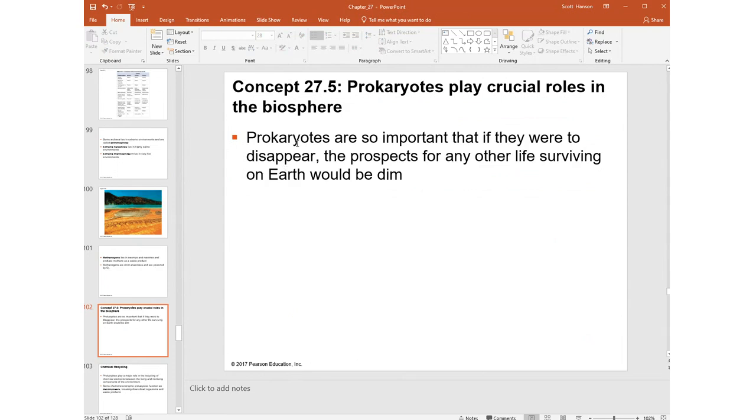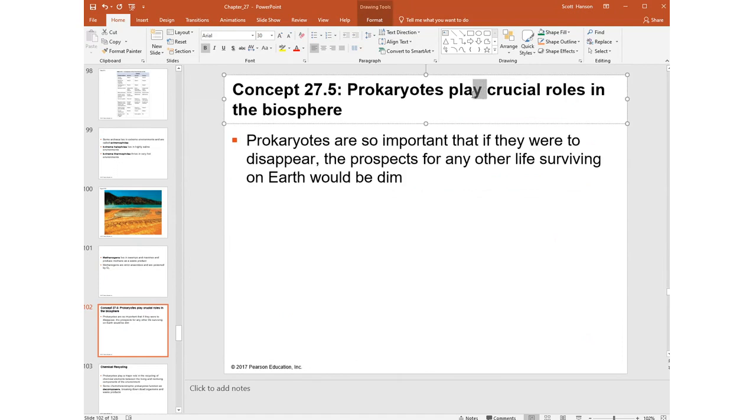Prokaryotes then play crucial roles in the biosphere. So now we're going to look at prokaryotes in general, bacteria and archaea. They play crucial, important roles in the biosphere. The biosphere is basically the sum total of all life on Earth, because bio refers to life and sphere refers to the whole Earth. And so they're so important that if they were to disappear, other life probably would not survive on Earth.